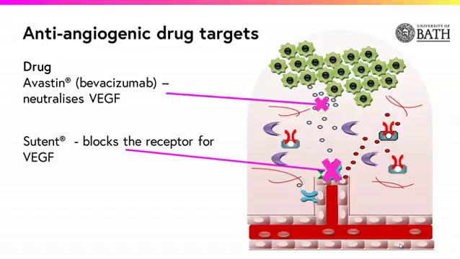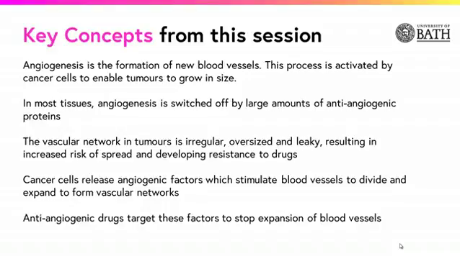Sutent is another drug that actually blocks this receptor for VEGF, so it prevents the activation of endothelial cells. There are pros and cons, and there are some good success stories with using anti-angiogenics in clinical trials. So let's go over the key concepts again, as you can see on the screen. And next time we shall look at the other pathways to cancer progression.